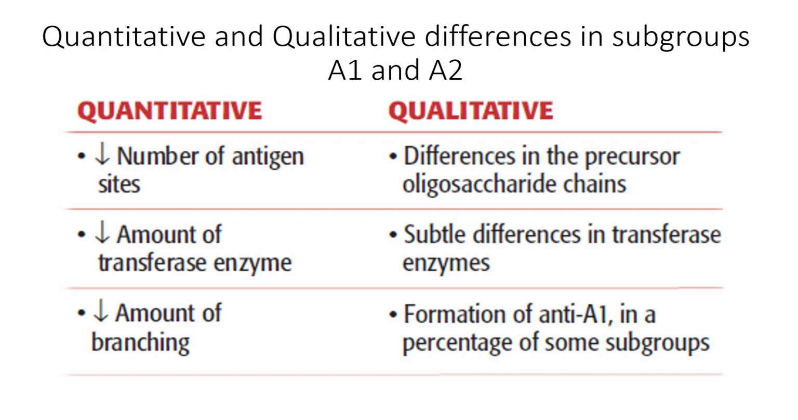So what are the differences between A1 and A2? You can see the number of antigenic sites decreased from A1 to A2. There is a difference in the precursor oligosaccharide chain. The amount of transferase enzyme is less, and the amount of branching is less in A2 compared to A1. So that is how we differentiate A2 from A1.